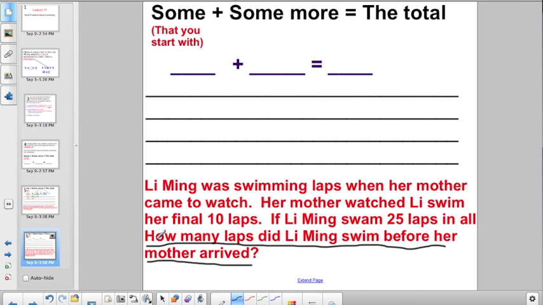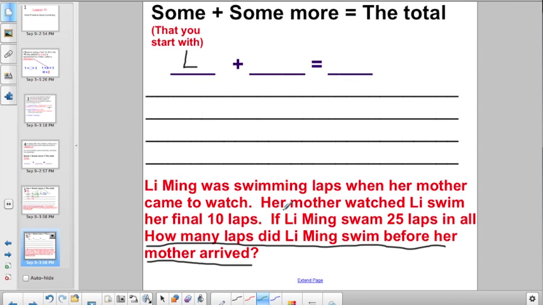What are they asking for? Some of the laps that she started with? Some more of her laps? Or the total of her laps? Did she swim before her mother arrived? That sounds like it's some of the laps that she's starting with, right?